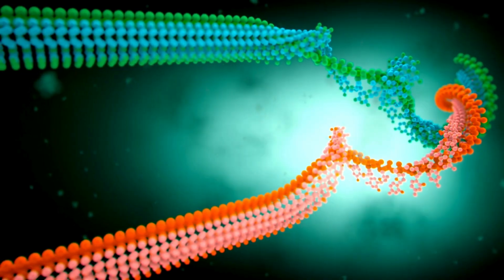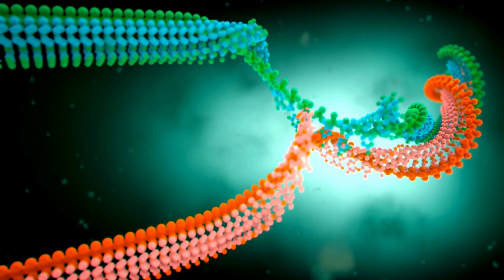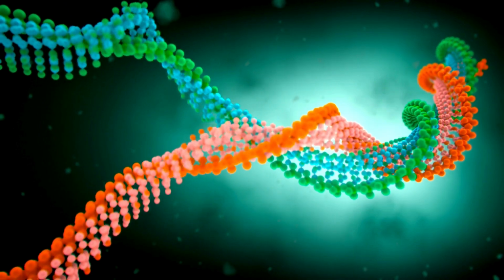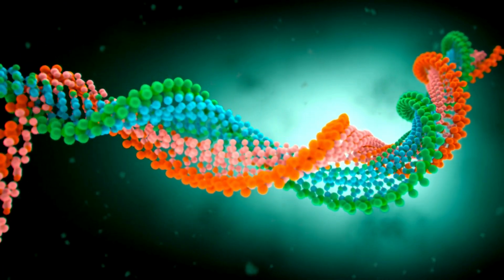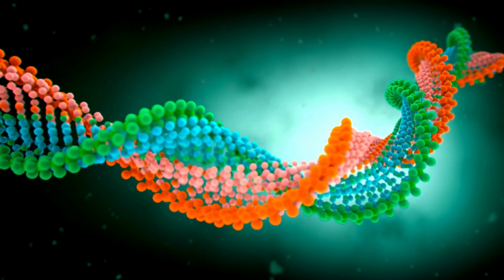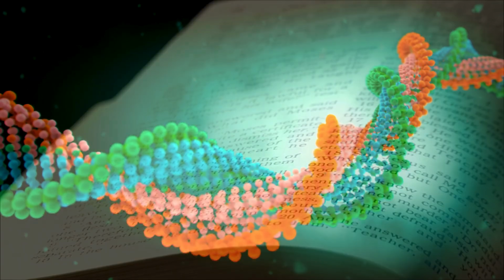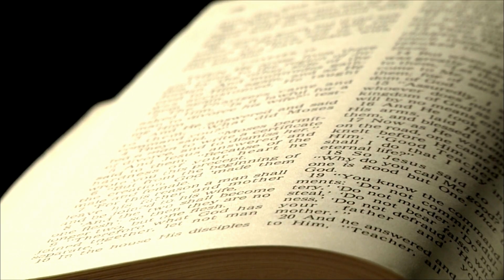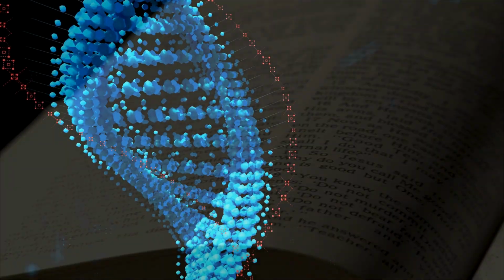Consider the process of DNA replication. Before a cell divides, it must copy its entire genome. This happens at a rate of about 50 base pairs per second, with an error rate of only about 1 mistake per billion base pairs. That's like copying the entire works of Shakespeare with only a single typo.